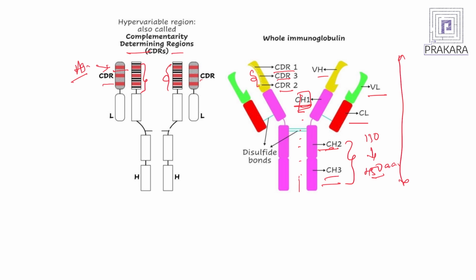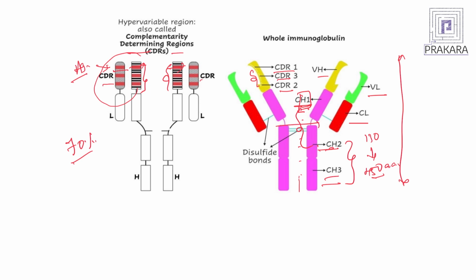These regions almost constitute 70% of your total variable region, and they act like scaffolds for your CDRs, meaning they are supporting your CDRs. Those regions you will call your framework regions. Now, if you see in detail here, the region between your CH1 and CH2 domain, we will call it the hinge region.